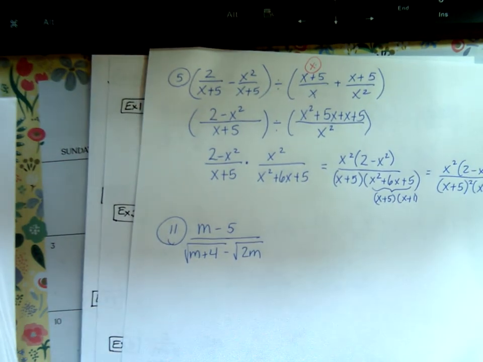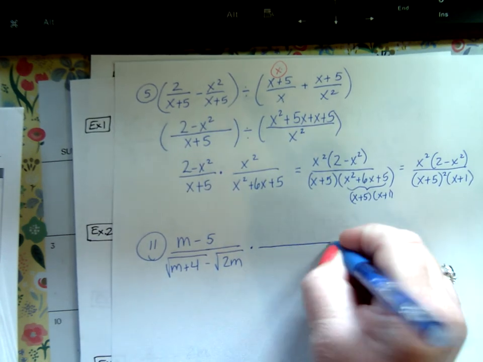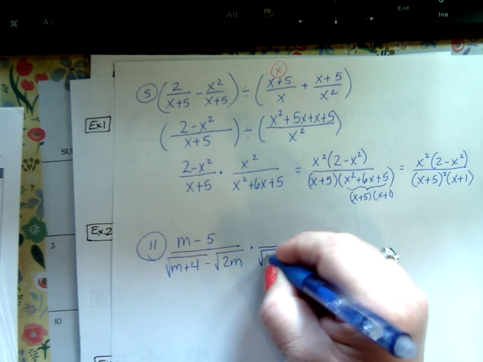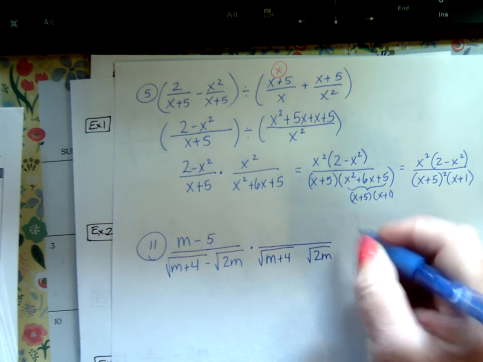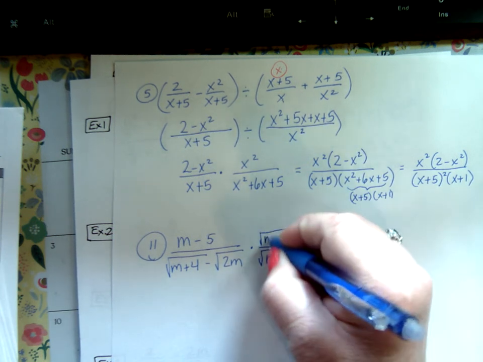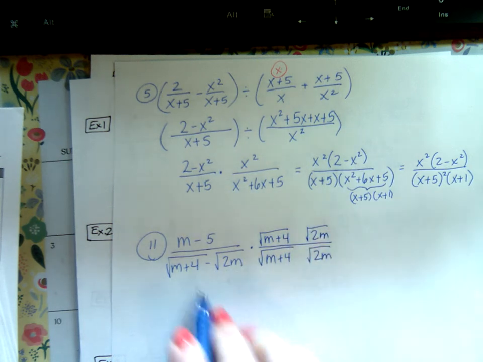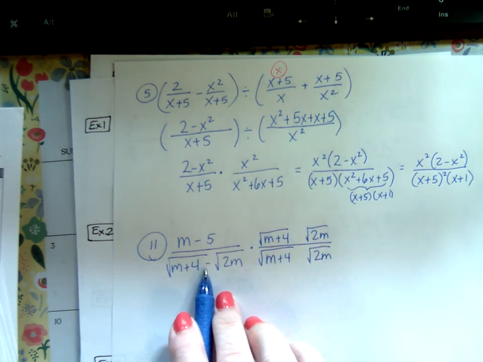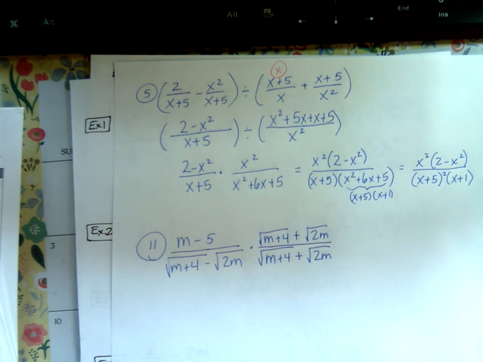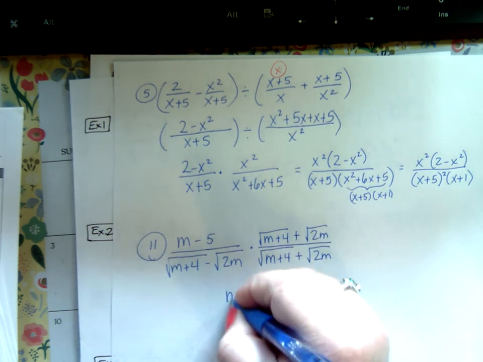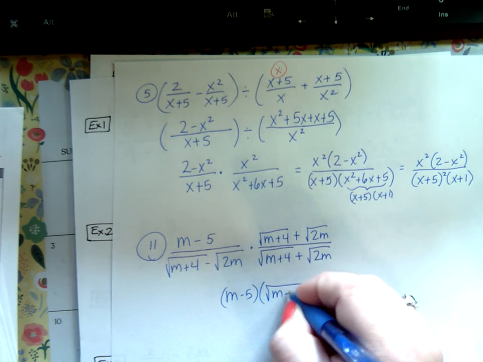I'm multiplying by the bottom. I have an m plus 4, I have a square root of 2m. Top has to be the same. It has to be an equivalent of 1. If this one's a subtraction sign in the middle, then I'm using a plus sign, the opposite. My numerator is m minus 5 times square root of m plus 4 plus square root of 2m.